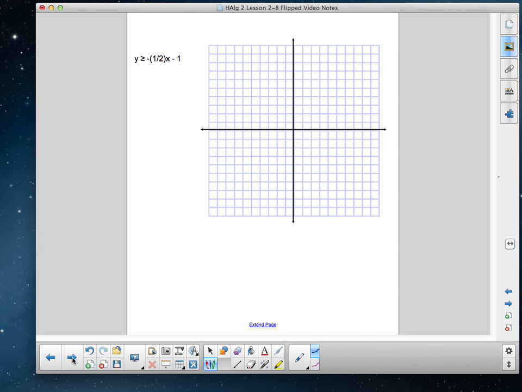So again, we're going to graph the same way. We're going to start at our y-intercept, -1. Then we're going to use our slope, in this case down 1 over 2, -1/2. And here we get to make our line solid. Again, because those answers are included in our solution. We're basically shading in the spaces in between the dots in the line.